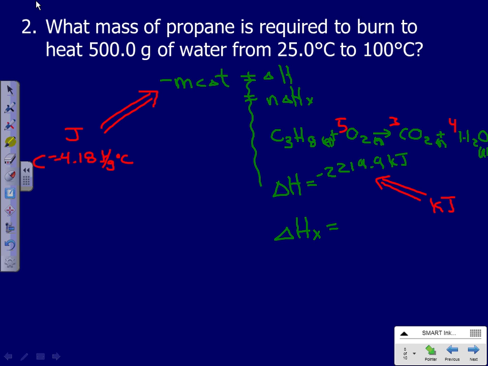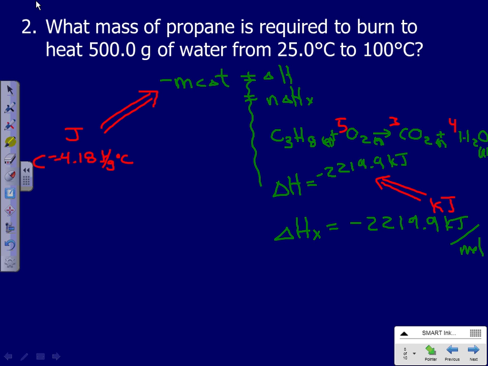It's the same number. Why is that? Because there's 1 mole of propane. So I can say that the molar enthalpy in terms of propane is negative 2219.9 kilojoules per mole of propane, because there's 1 mole of propane. All right? And Scott doubled everything, which means he has to divide by 2, which is fine. No big deal.